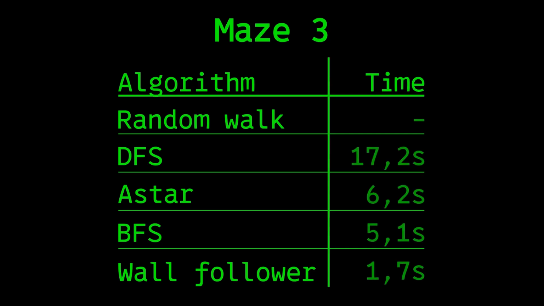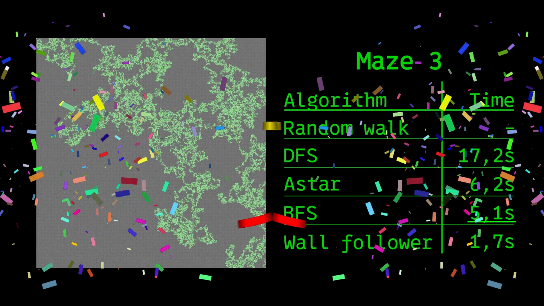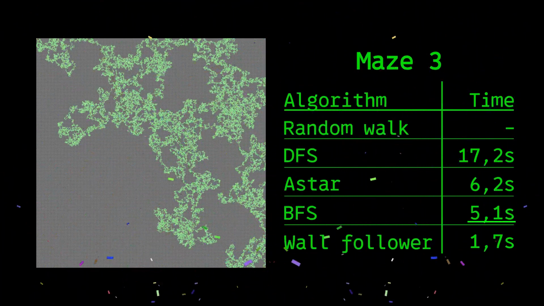And the winner of this race is the wall follower. But wait, it doesn't give us the actual shortest path to the maze. Okay, the actual winner is the breadth first search algorithm. Congratulations, you'll be solving the world's largest maze.